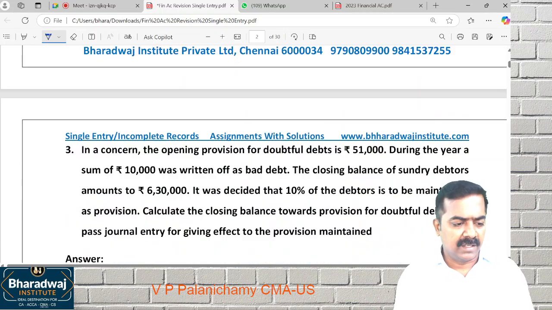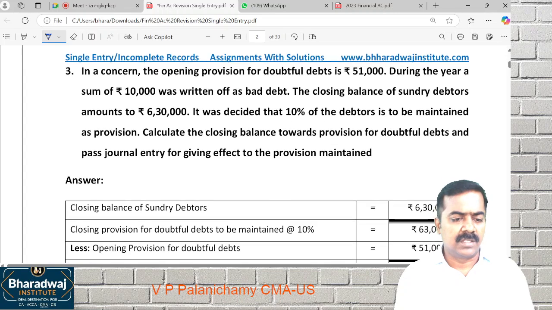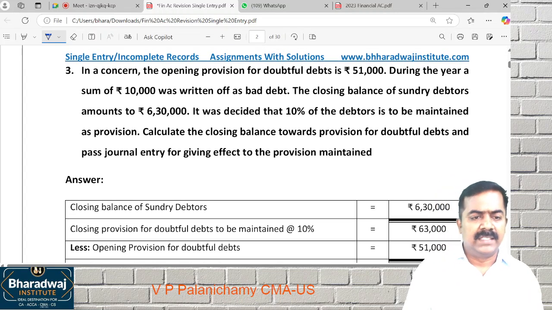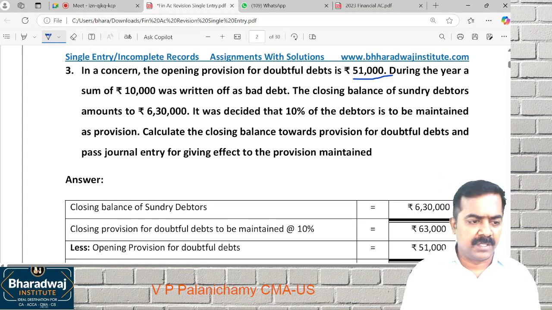Okay. Next. Go through the third question. In a concern, opening provision for bad debt is how much? 51,000. During the year, 10,000 was written off as which one? Bad debts. Closing balance of sundry debtors, how much?